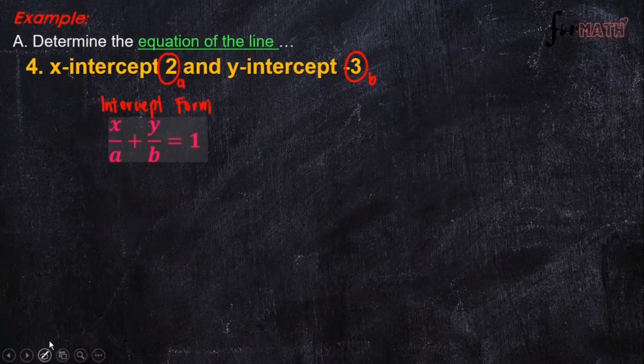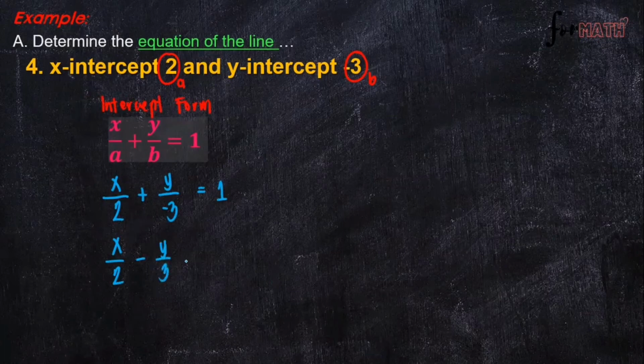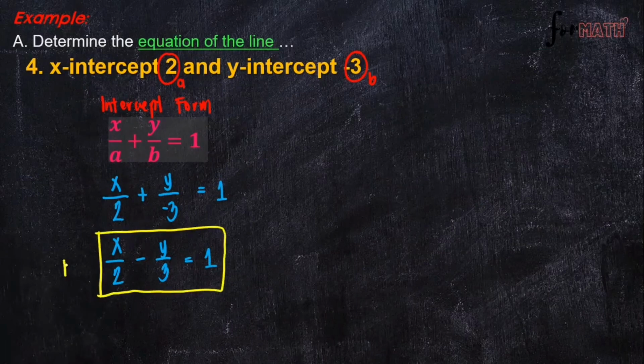Okay, so substitute lang po natin. So, meron na tayong x over 2, ang A natin ay 2, plus y over negative 3 equals 1. Okay? Since ito ay y over negative 3, so magiging x over 2 minus y over 3 equals 1. So, ito po yung ating intercept form. Kung gagawin naman natin siyang SIF, pwede rin. Standard form, pwede rin. General form, pwede rin.